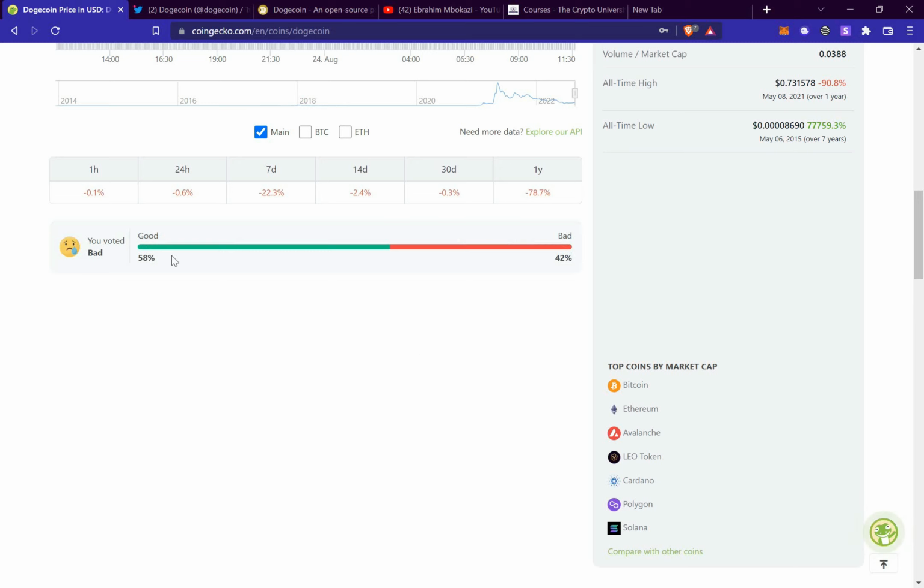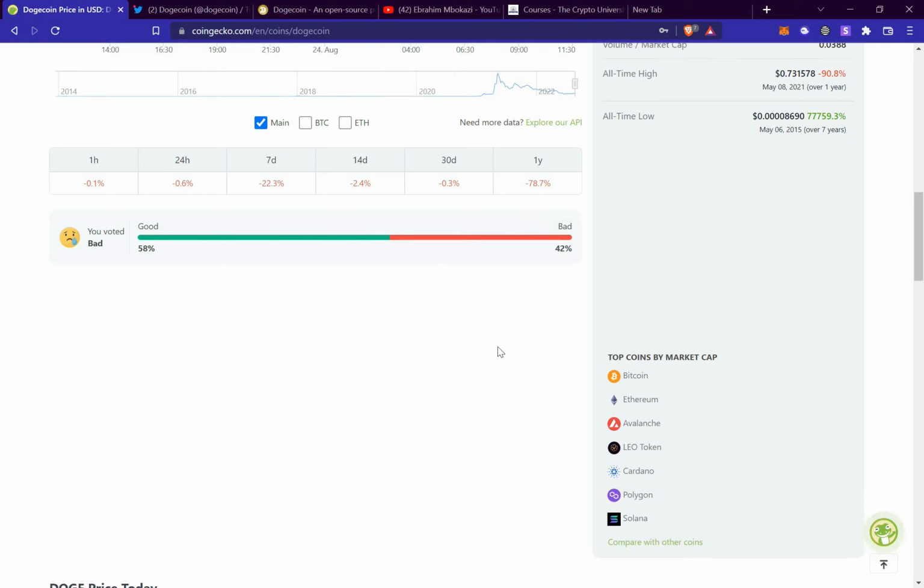So currently people have voted 58% good and 42% bad. In a scenario like this, I like to see more bad, because that means I'm likely to buy that certain token. But if the good percentage is higher, then I'm likely not to jump onto that token, because I know it's overhyped and it could crash at any given time.